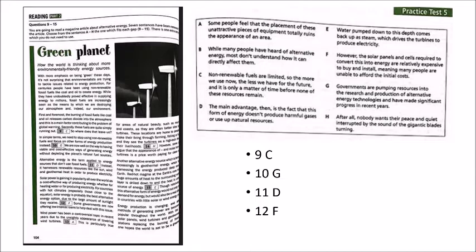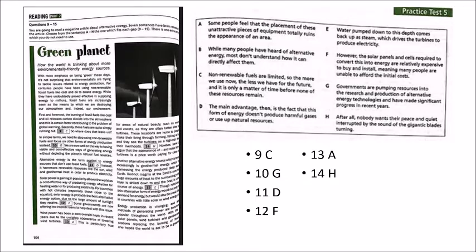However, the solar panels and cells required to convert this into energy are relatively expensive to buy and install, meaning many people are unable to afford the initial costs that this represents. Number 13, letter A. Some people feel that the placement of these unattractive pieces of equipment totally ruins the appearance of an area. This is talking about wind energy.